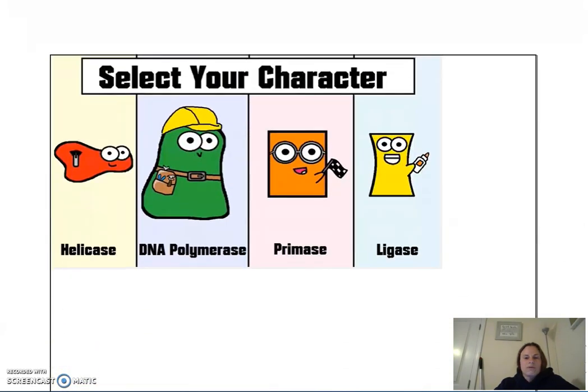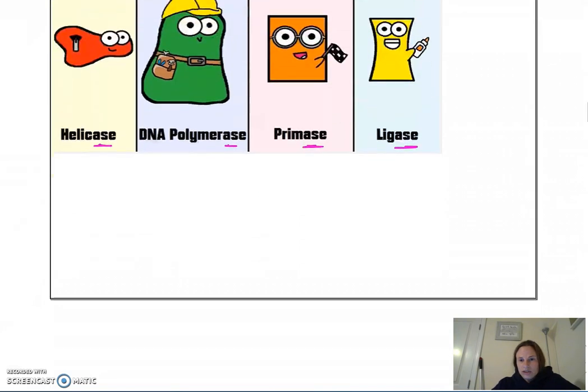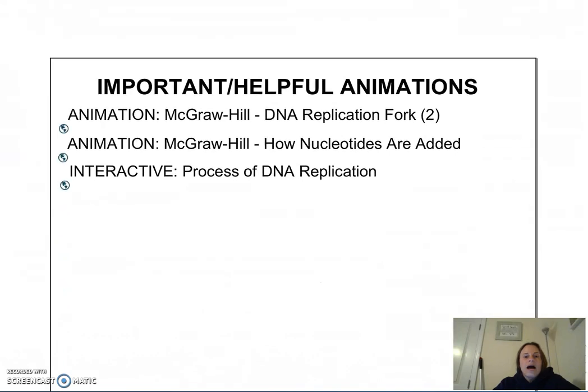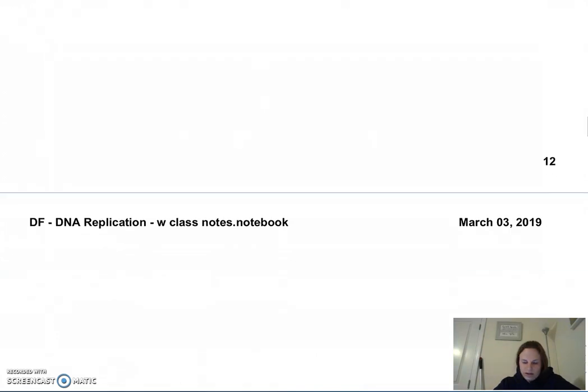So here are our main players: helicase, DNA polymerase, primase, and ligase. And you should recognize that all of these key players end in ASE. That should tell you something. It should tell you that these are all different types of enzymes. I highly encourage you to revisit these animations that show you how DNA replication actually occurs.